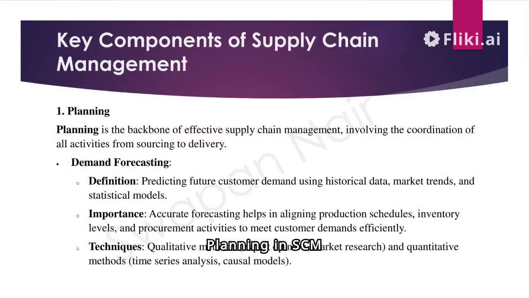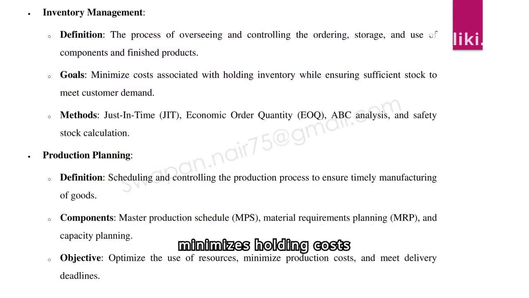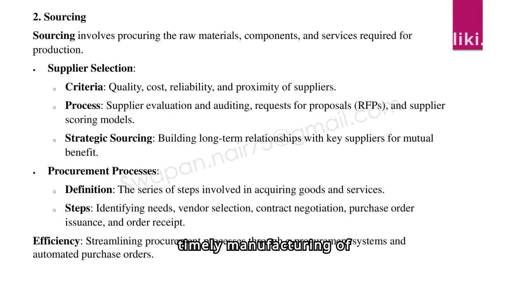Planning in SCM encompasses demand forecasting and inventory management, aligning production schedules and procurement activities to meet customer demands efficiently. Inventory management minimizes holding costs while ensuring sufficient stock, employing methods like JIT and EOQ to balance inventory levels with customer demand. Production planning ensures timely manufacturing of goods, optimizing resources and minimizing costs through tools like MPS, MRP, and capacity planning.